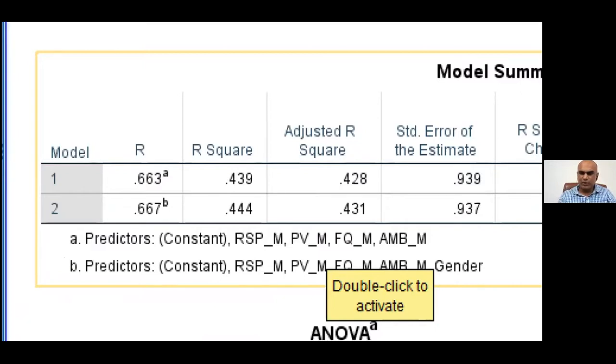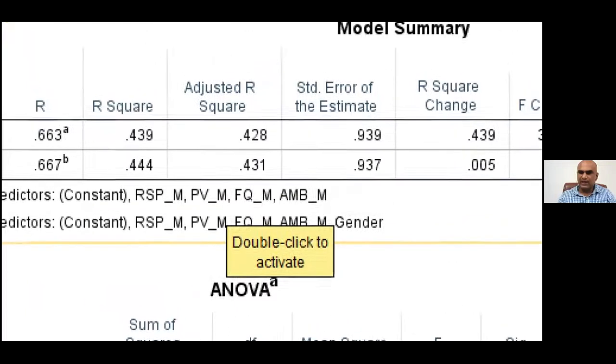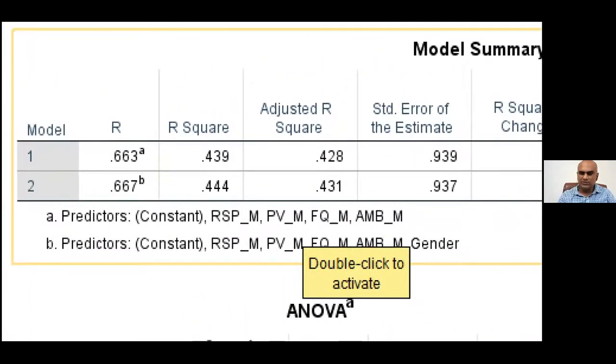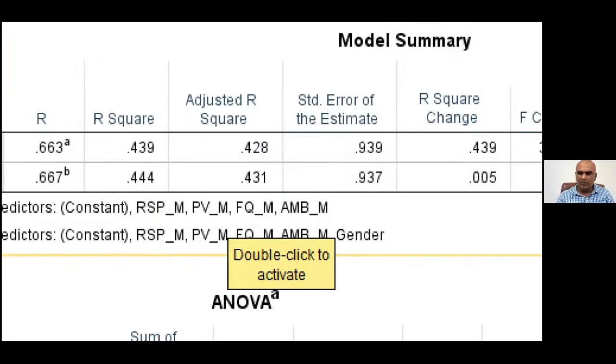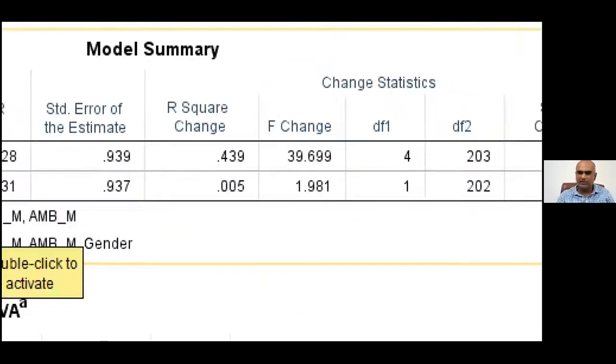So now it's showing me model one, and model one has the same variables, and model two has gender as well. So what I need to do is check the R value, 66.3. So we are saying that these four variables altogether explain 66.3% of the dependent variable, and that's a significant one. If you see, the F value is significant.